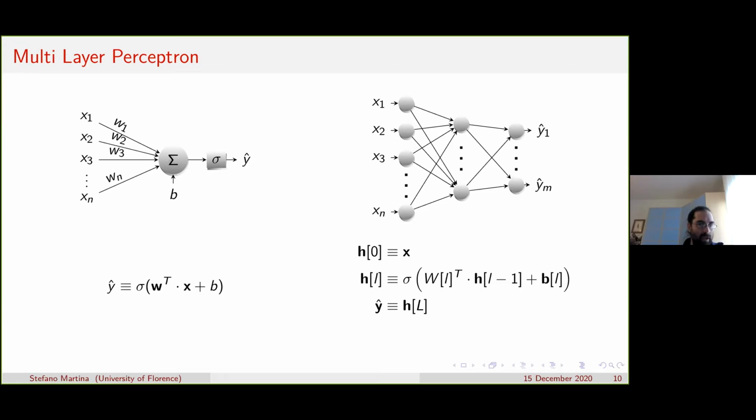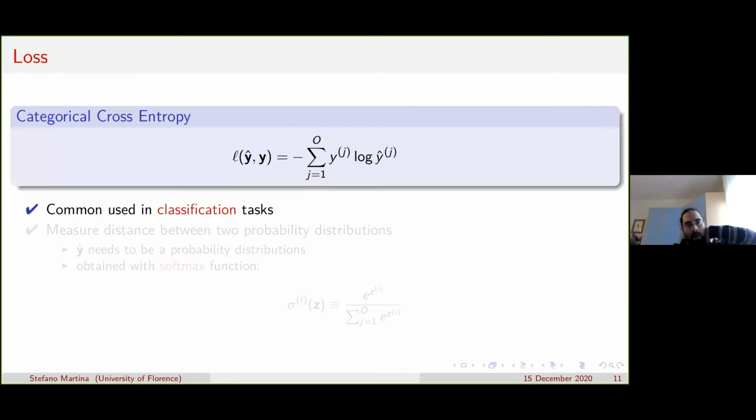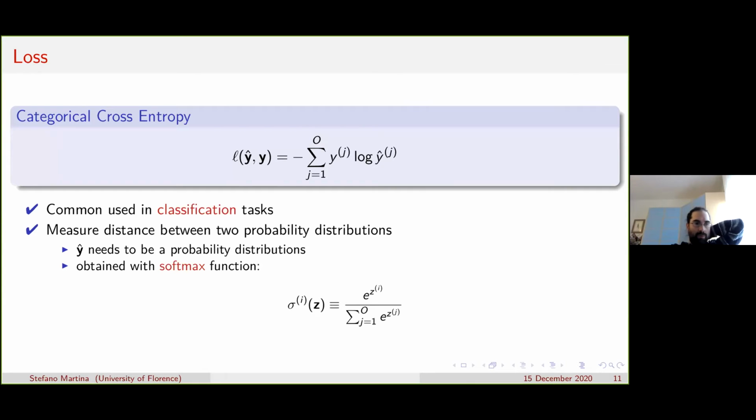The output of the last layer is also the output of the network. The parameters of the artificial neural networks are the weights of the single artificial neurons, and the hyperparameters are, for instance, the number of neurons per layer and the number of layers. In classification problems, the commonly used loss is the categorical cross entropy. And in order to use that loss, the output of the model needs to be in the form of a probability distribution. And we can obtain that by normalizing the output of the multi-layer perceptron with the softmax function.